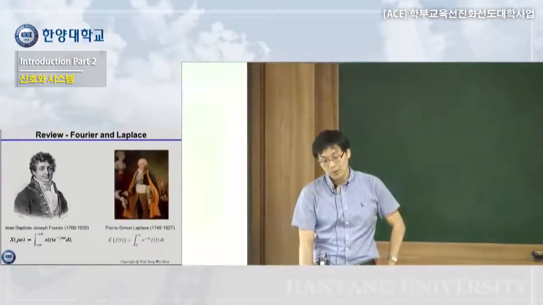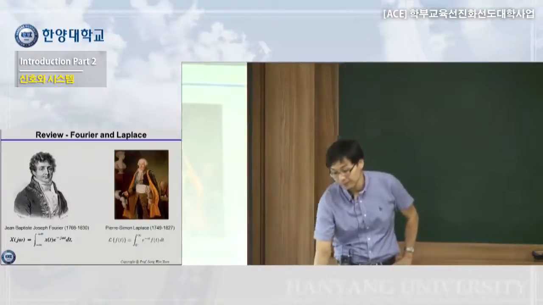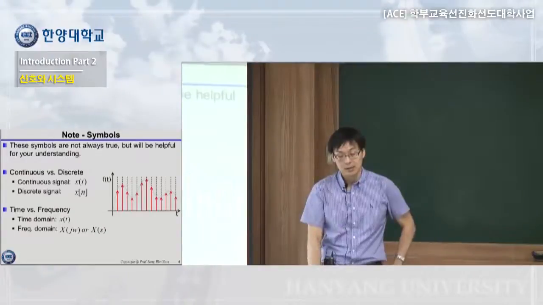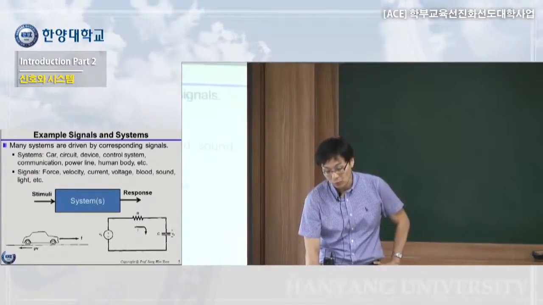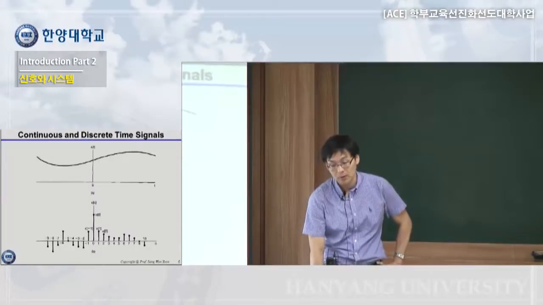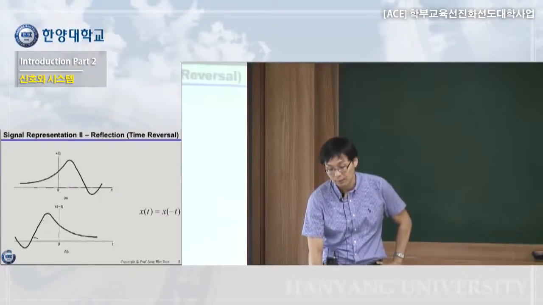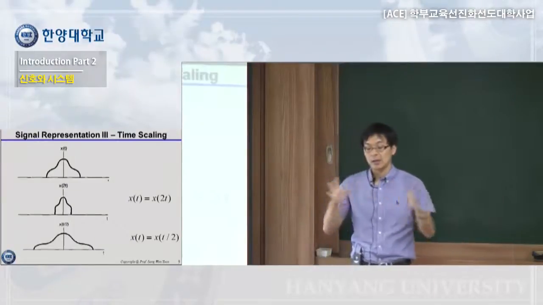And we briefly talk about why we need Euler's formula for Fourier and Laplace transform, and what the symbols are that we are using: discrete time, continuous time, time domain, frequency domain. We talk about some systems, continuous and discrete time, time shift, reflection, time reversal, time scaling. They are scaling by time.